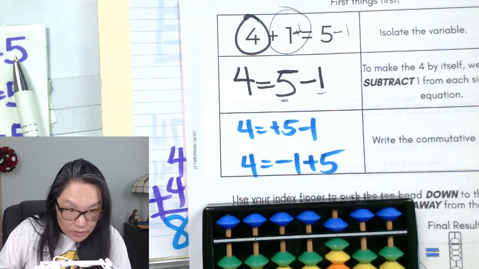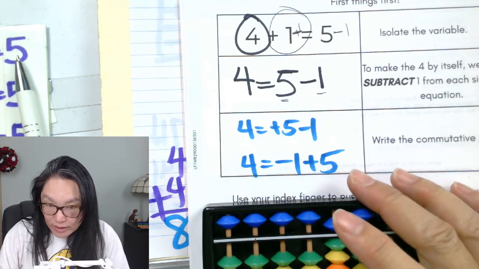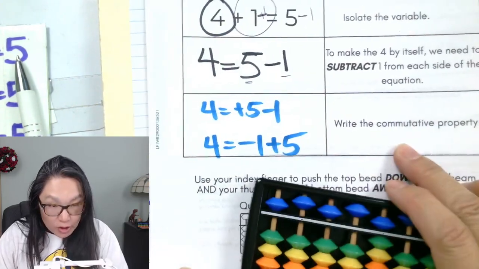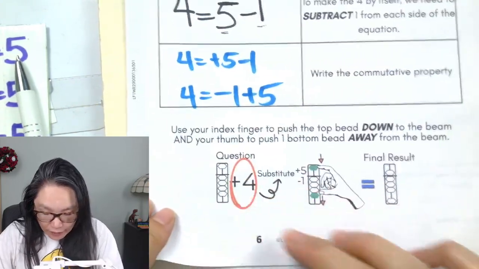So what we're doing is we're understanding how to add when there's not enough beads. So that's what adding the 4 is. And that's what the commutative property is. And then after that, this is how we do it.